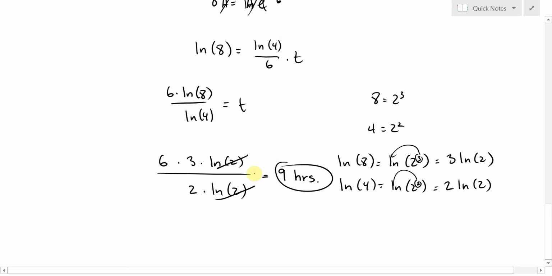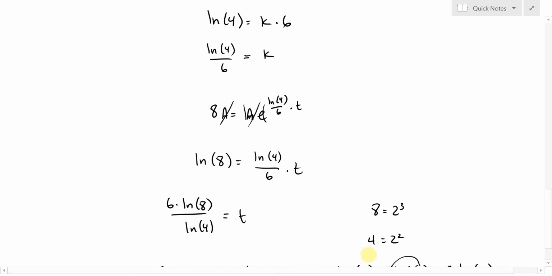9 hours. You could have done this conceptually. You could have said, look, at some point I'm going to double. Then I'm going to double again, and when I've done that, I've done a total of quadruple. And they told me how long it takes me to quadruple. They said it takes 6 hours. So since this takes the same amount of time each time, it must have taken me 3 hours the first time to double, and then another 3 hours to double again to get to 4.